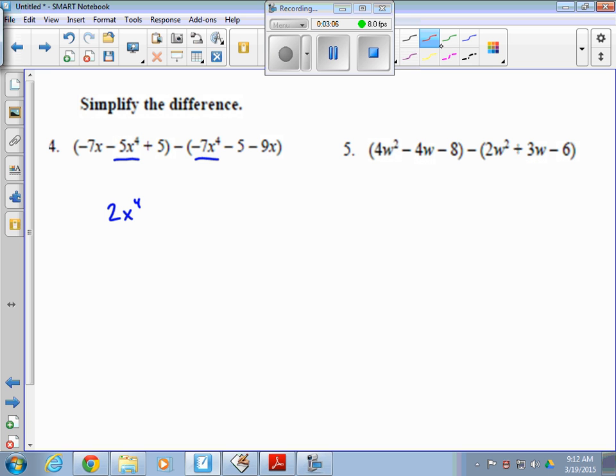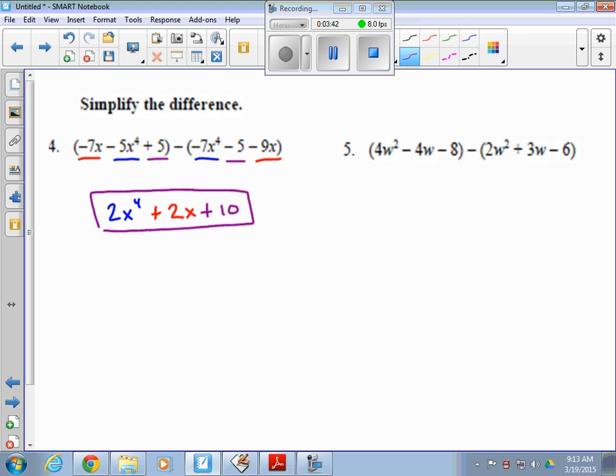The next biggest degree is x to the first power. Negative 7x minus a negative 9x. Minus a negative means plus. Negative 7 plus 9 is positive 2x. And then the last one is the constant, 5 minus a negative 5, which means 5 plus 5, plus 10. That's the horizontal method. The vertical method is when you stack the like ones on top of each other.